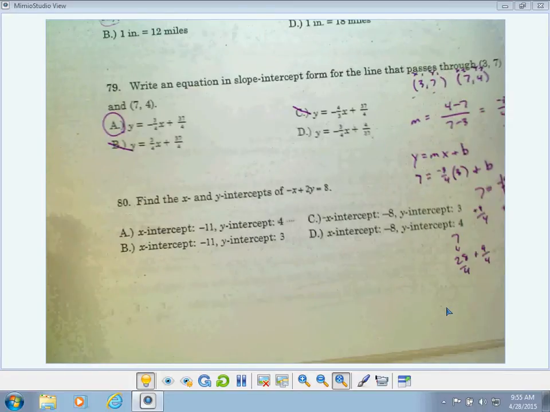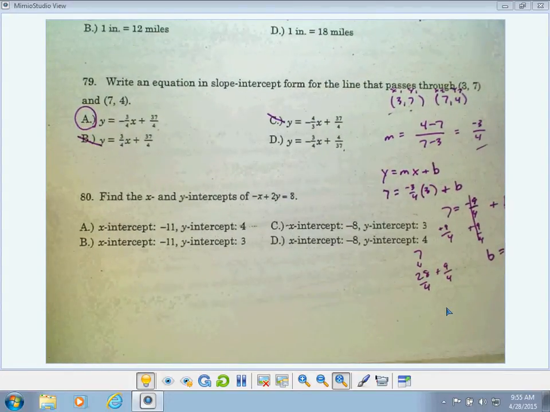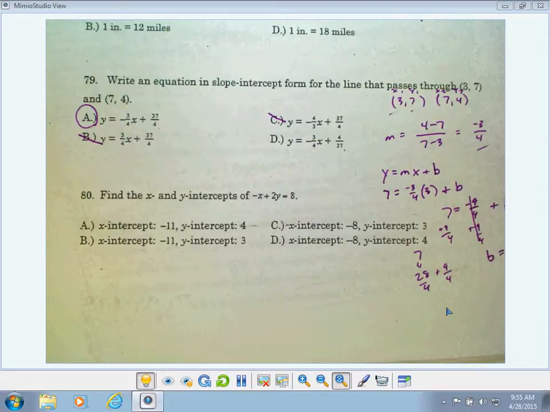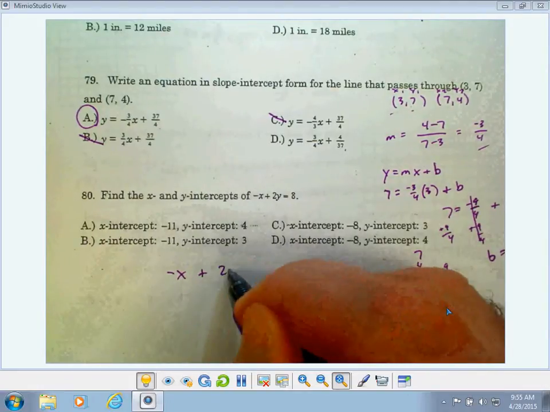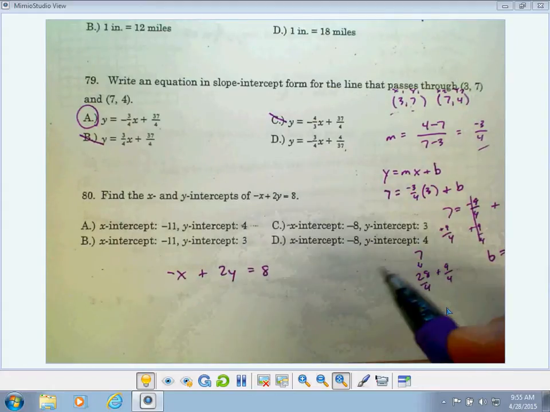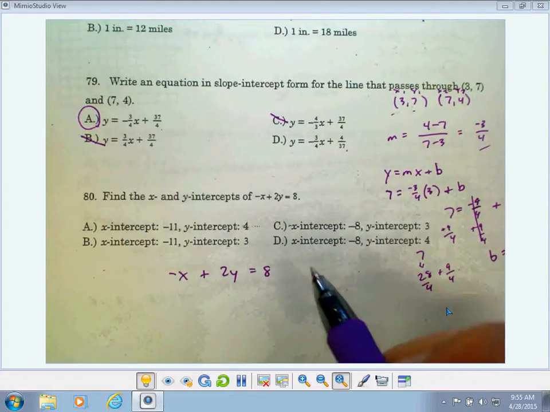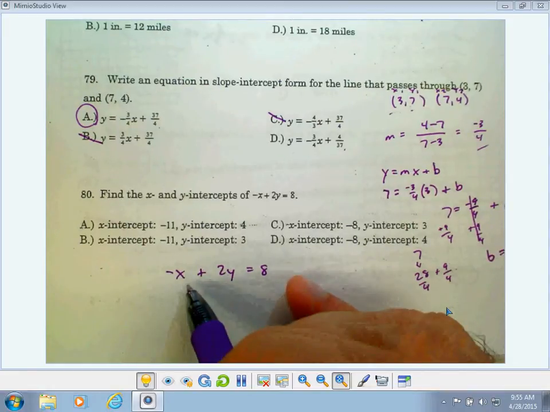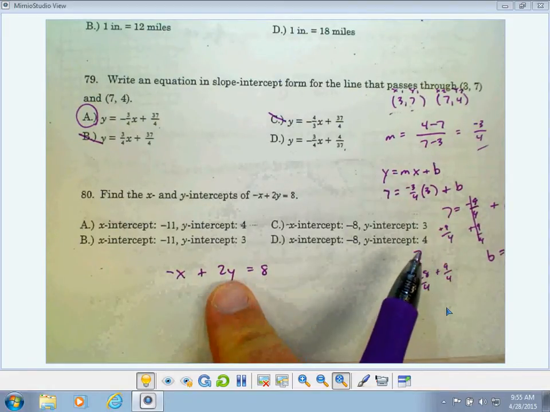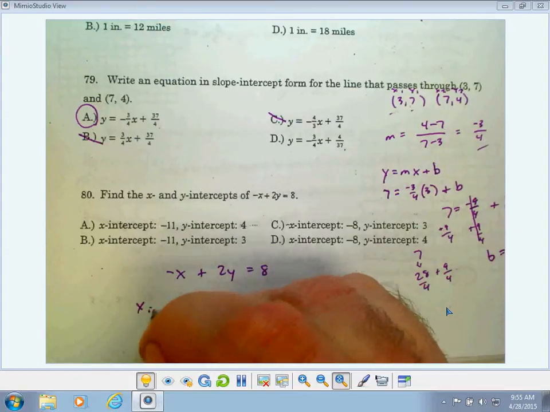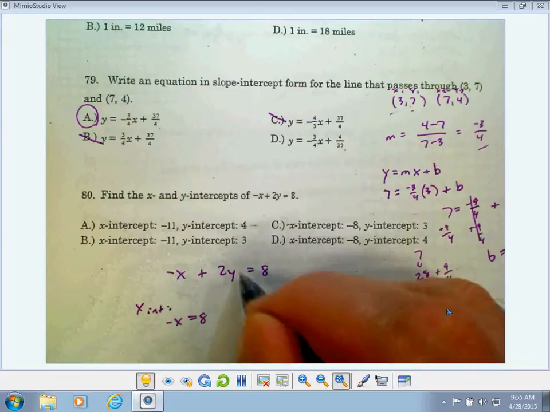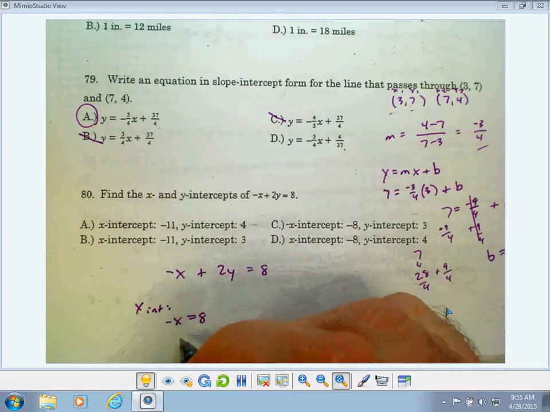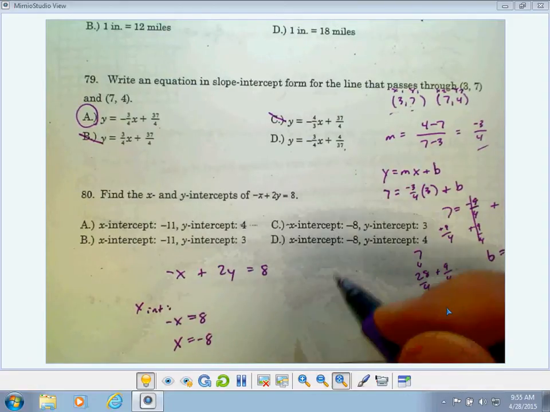Okay, let's look at number 80. It says find the x and y intercepts of -x plus 2y equals 8. This is perfectly set up for that, because if you want to find intercepts, all you do is treat it like the other variable is 0. So for example, if I want to find the x-intercept, I pretend like the y part is 0, and I just solve it like this. The x-intercept, -x equals 8, as if the whole y part wasn't even there, because y would be 0 in this case. So x equals -8 for an intercept.